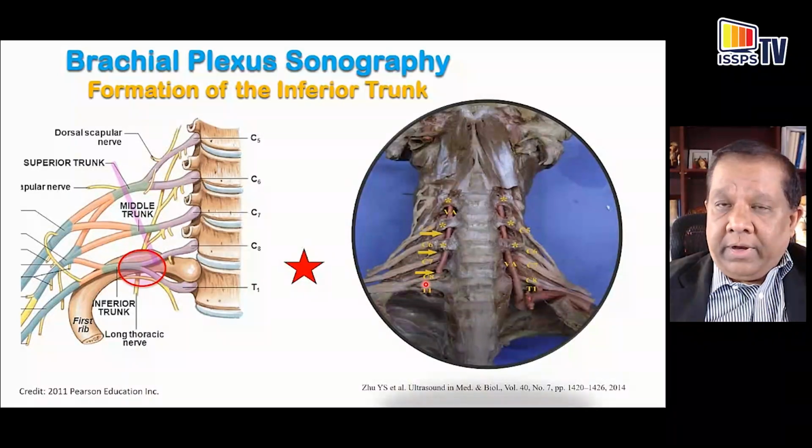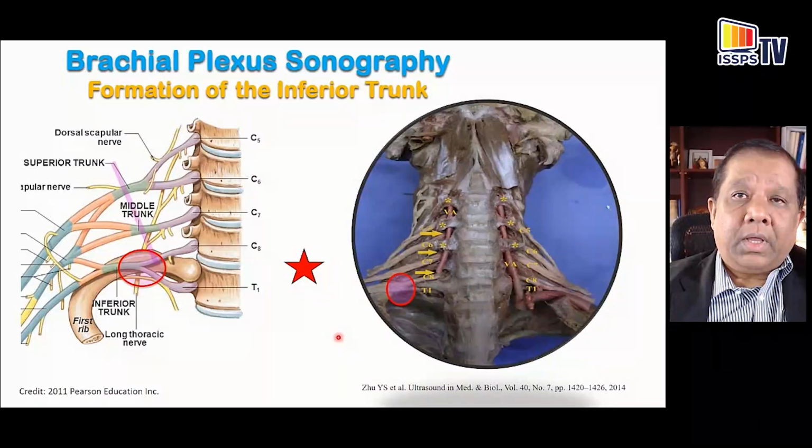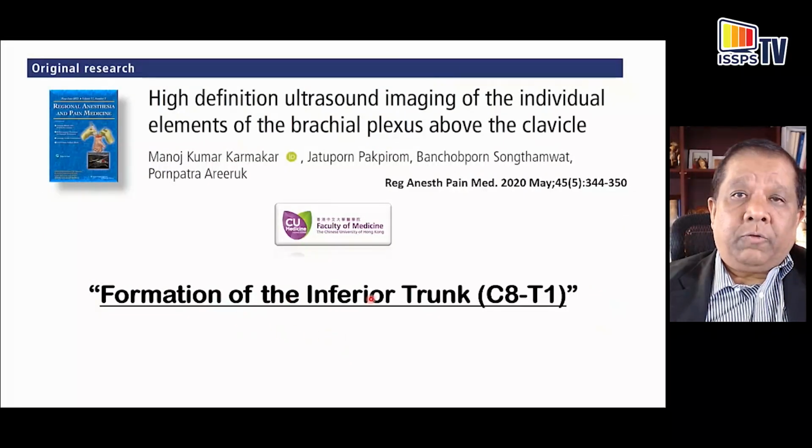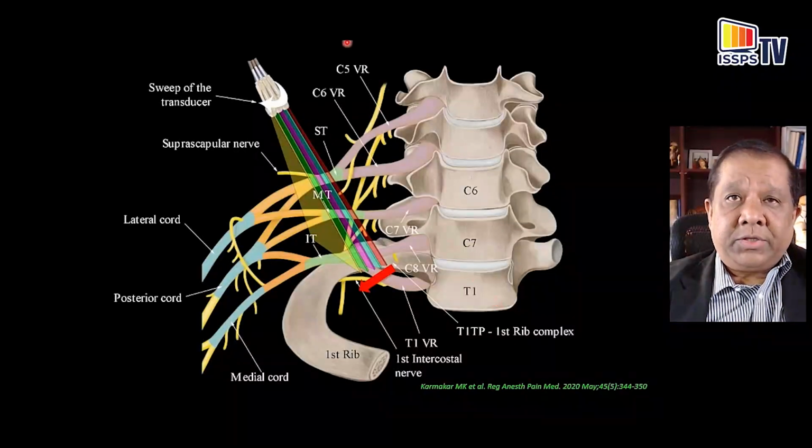This is also seen very clearly in this cadaver dissection by Dr. Zhu and his colleagues. You can see here the C8 is lying on top of the bony complex. The T1 comes from underneath and fuses to form the inferior trunk in relation to the corner pocket. So the formation of the inferior trunk can be clearly demonstrated, and we have described this in our recent publication in Regional Anesthesia and Pain Medicine.